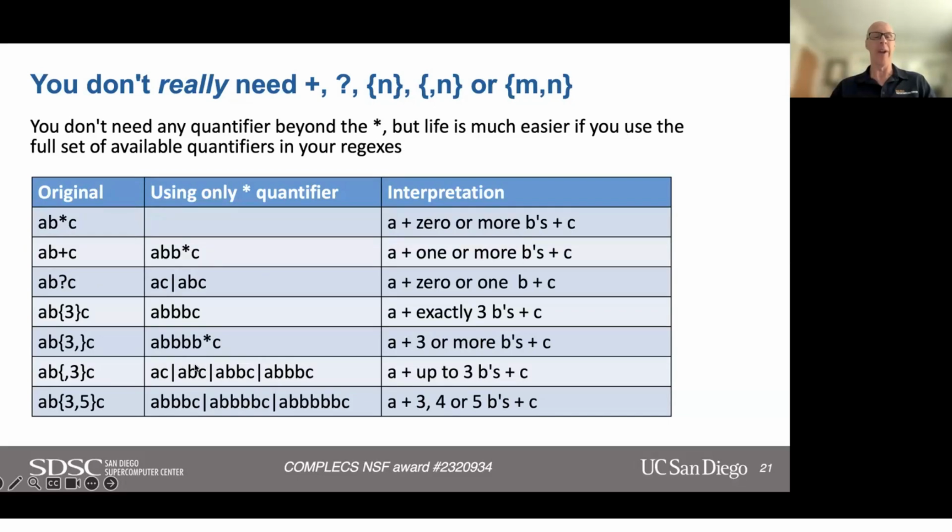I won't read everything out here. You can see that these regular expressions become very unwieldy if we're trying to do matches like A followed by 3 to 5 B's followed by C. And they're also a little bit harder to read. If I look at the third example, AB question mark C, it's a little less obvious, at least to me, what we're doing.